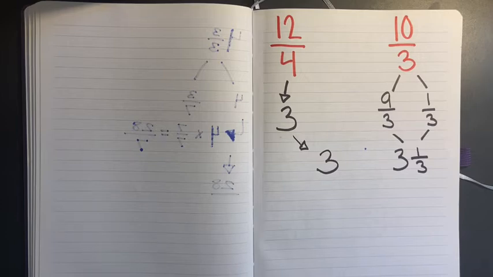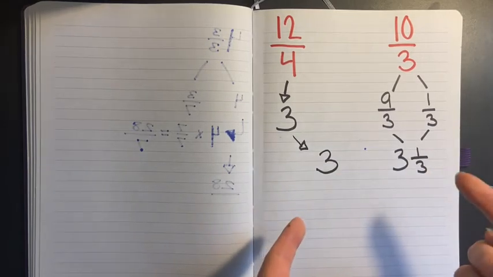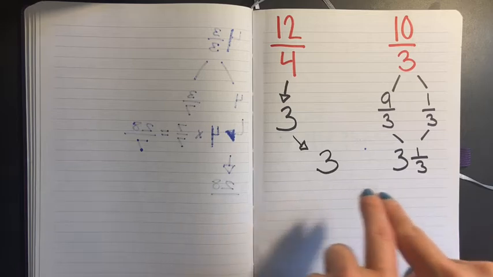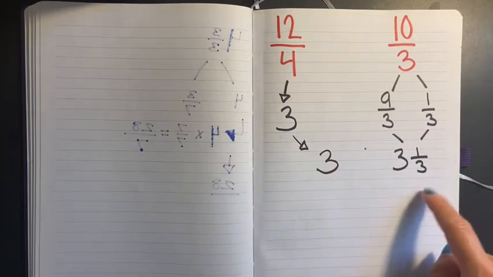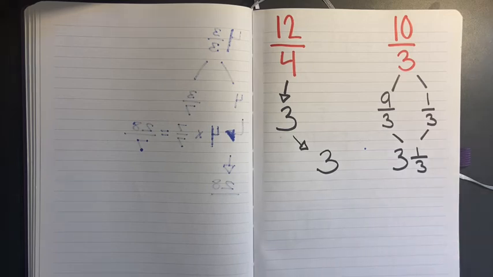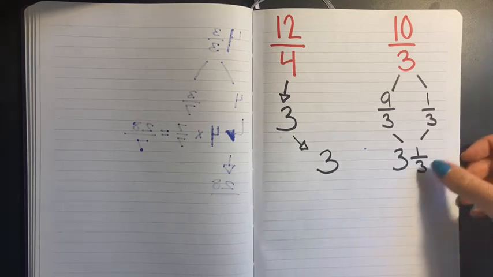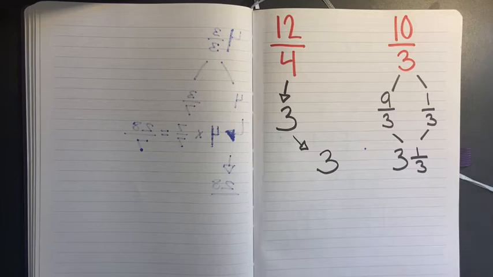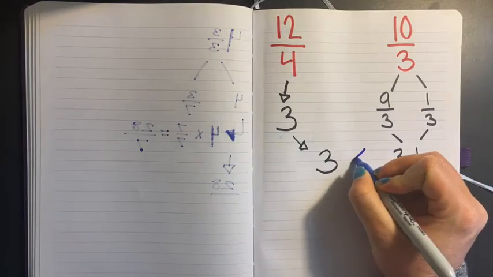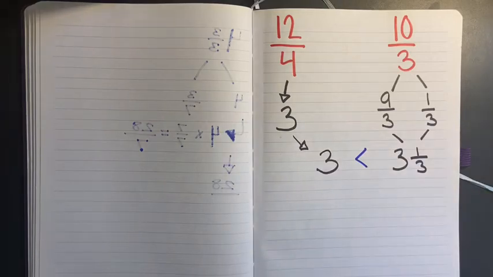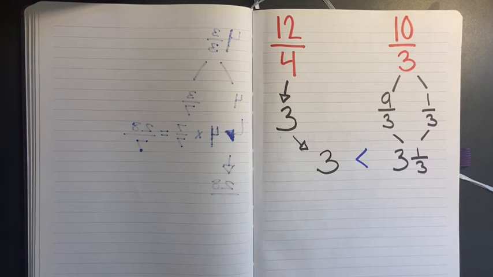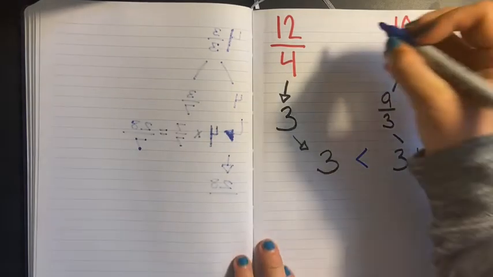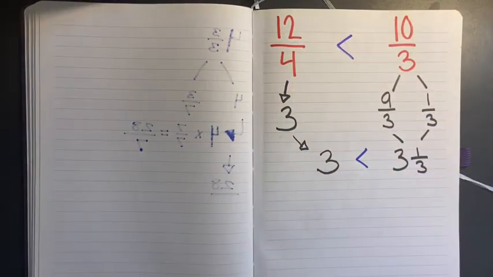So we might notice that both of these have a whole number that's the same. They both have 3 wholes. However, this one has an extra 1/3 attached to it, meaning that it has a little more value because it has that 1/3. So I know from that information that 3 is going to be less than 3 and 1/3. Similarly, using our improper fractions that we began with, 12/4 is going to be less than 10/3.